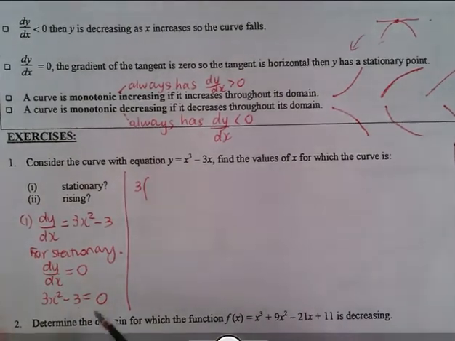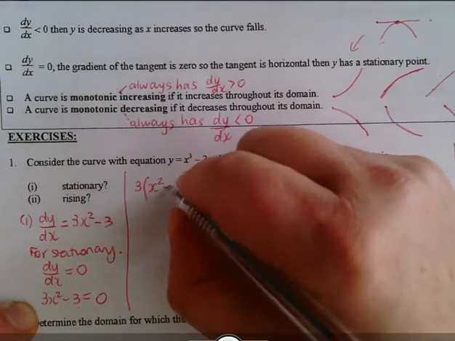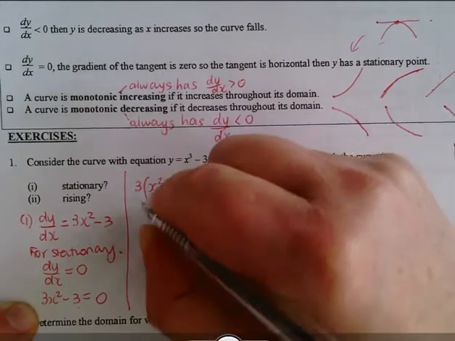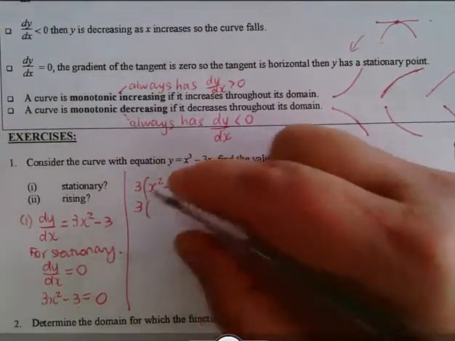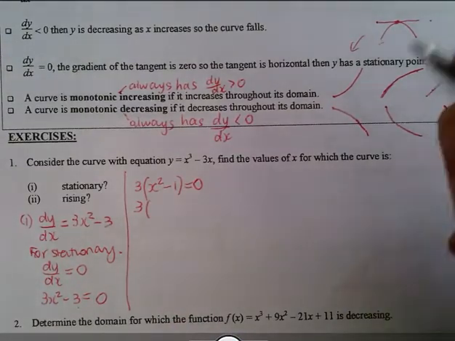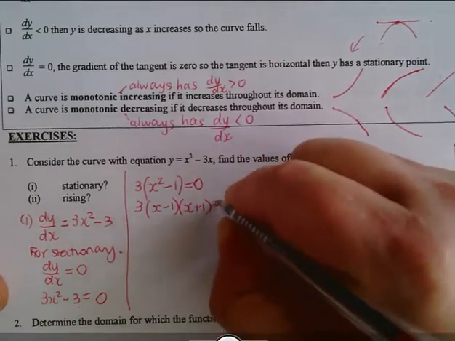All right, what do I do now? How am I going to work out what x is? 3 bracket x squared minus 1 equals 0. What do I do now? 3, no, keep going. x minus 1 and x plus 1. Very good. Factorize.